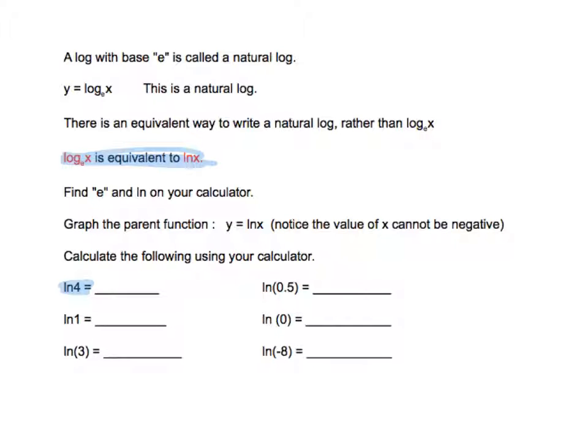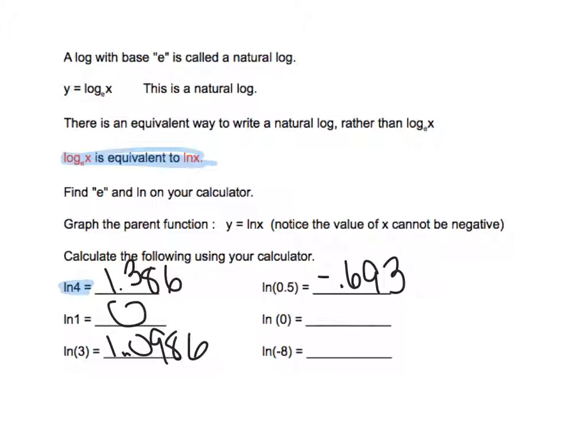So the natural log of 4 would be, you hit ln 4, enter, and you should get 1.386. The natural log of 0.5 would be negative 0.693. The natural log of 1 is 0. The natural log of 3 is 1.0986. And if you notice, the natural log of 0 and the natural log of negative 8, when you go to put those in, it tells you there is some type of an error because you cannot have the natural log of 0 and you cannot have the natural log of a negative number, just like you could not take the log of those.